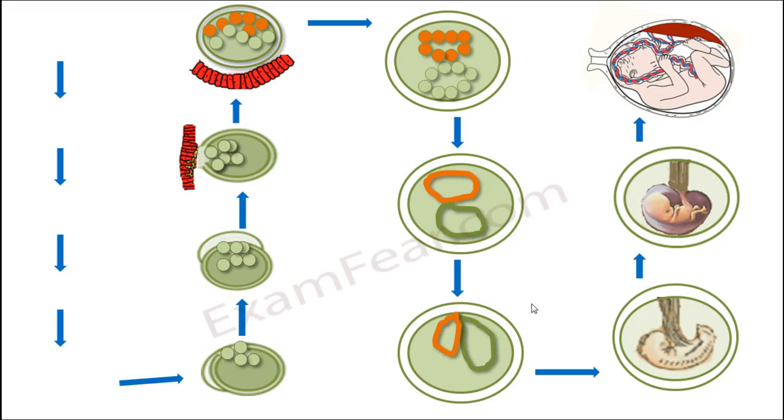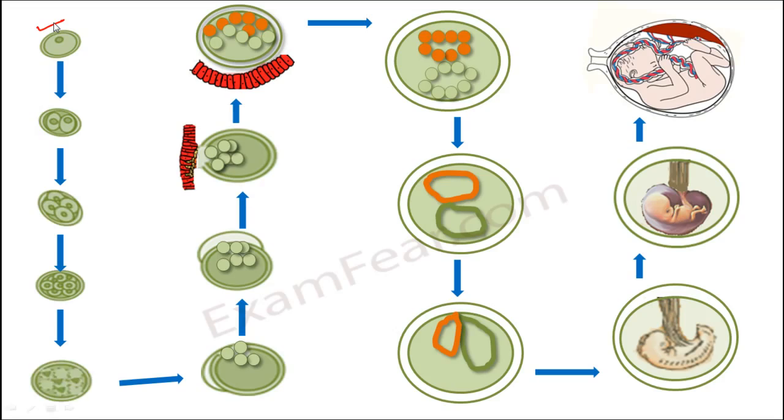So let us have a quick look at the various stages of the embryo. So this is how it develops. It starts from the zygote. So here you can see the zygote, which is a single cell. Then it forms the 2-celled stage. Then it forms the 4-celled stage. Then the 8-celled stage. Finally, it forms the morula. From there, it forms the blastocyst.